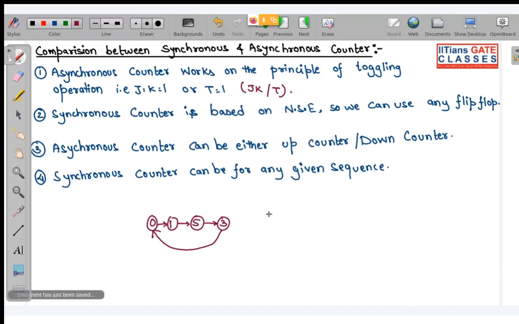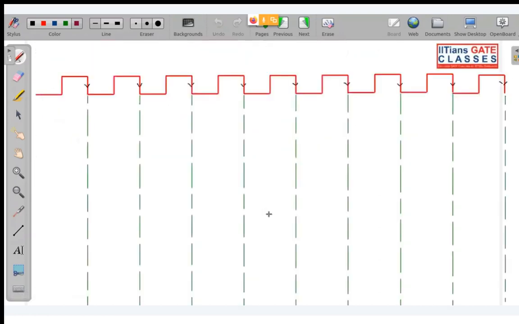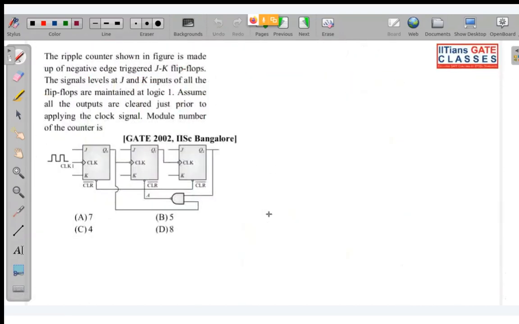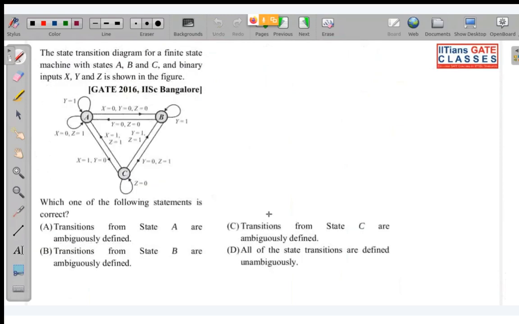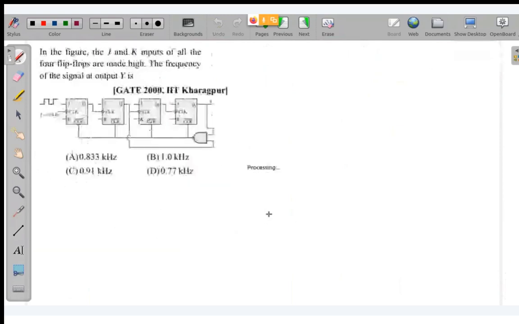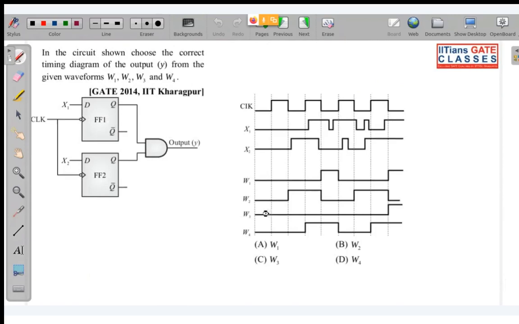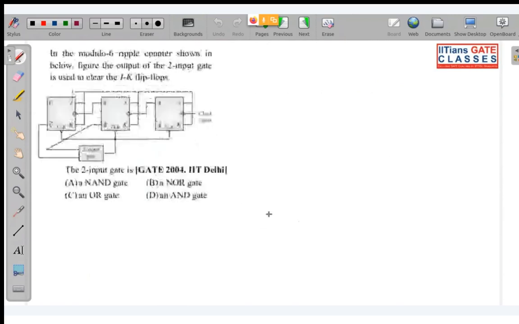Okay. So today we have a few questions. Let us see how many questions we can solve, and then we will start with the decoding of the counter.